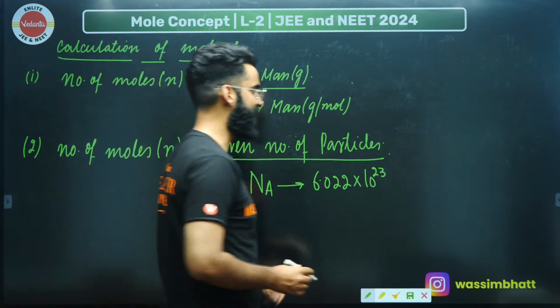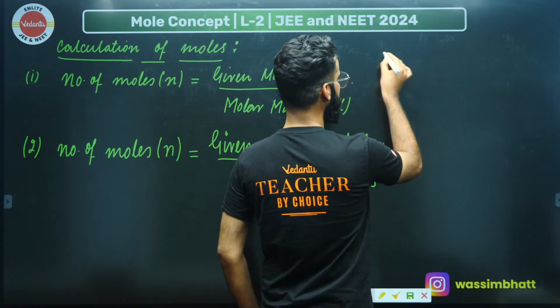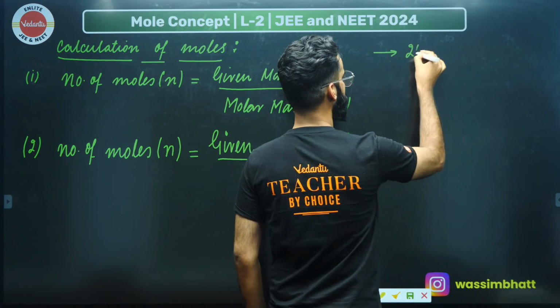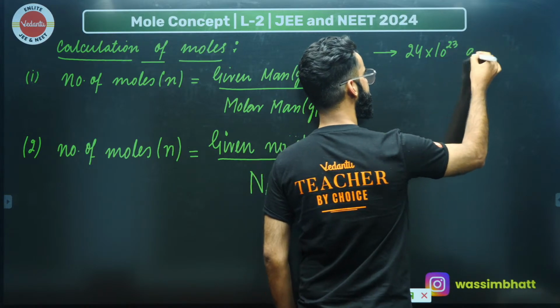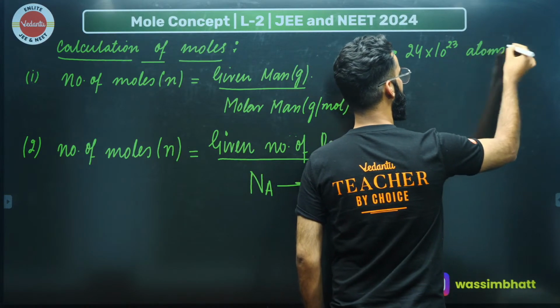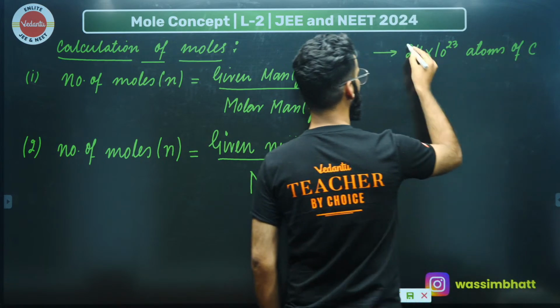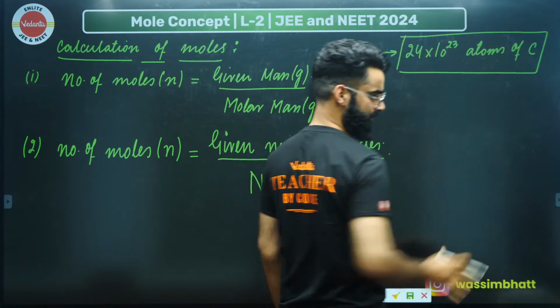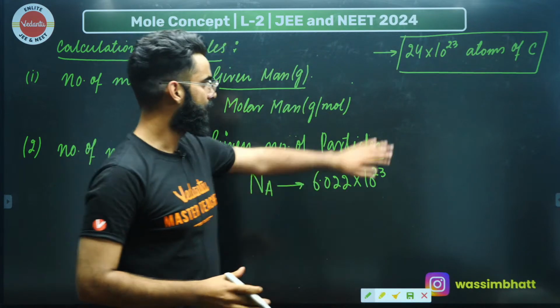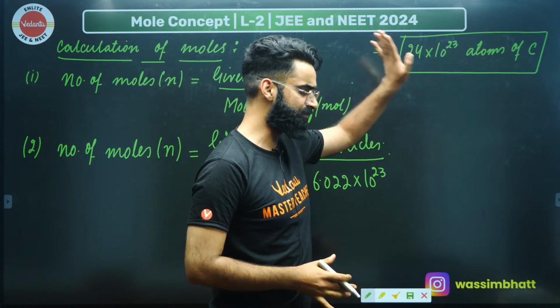How do we use it? Have a look. For example, I'm writing something like this: 24 multiplied by 10 raised to the power 23 atoms of carbon. For example, I have a container which contains these many atoms of carbon, right? I've got a container which contains these many atoms of carbon.